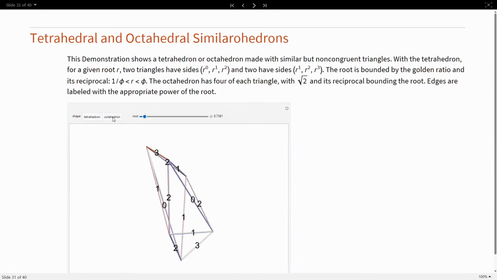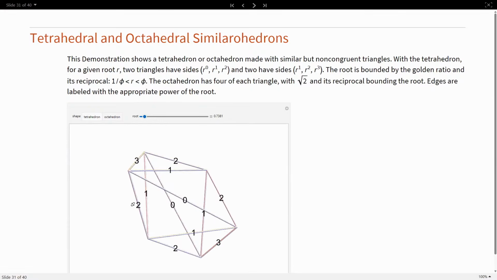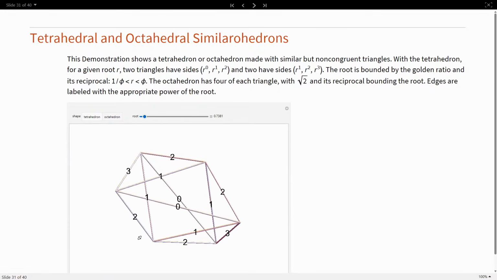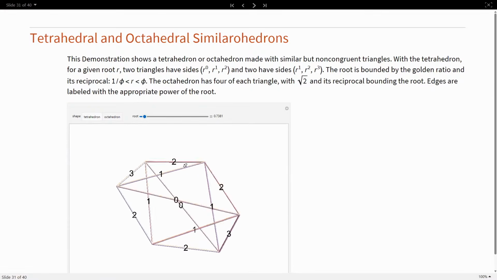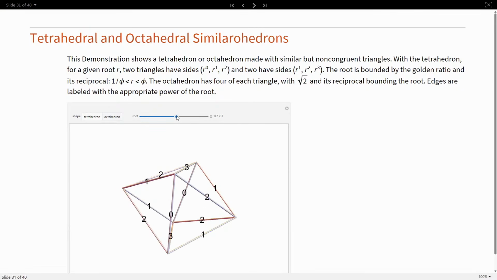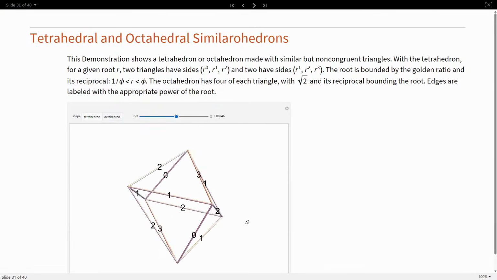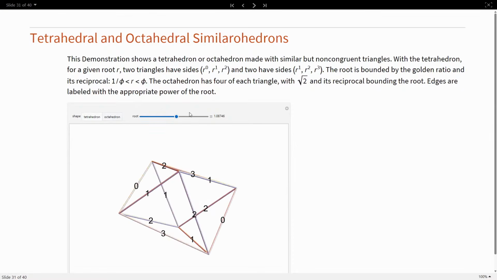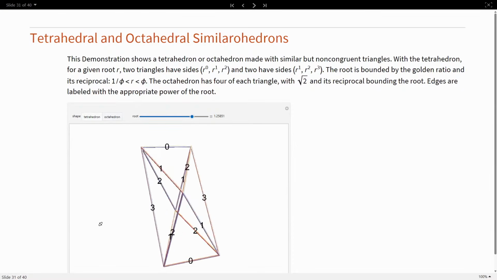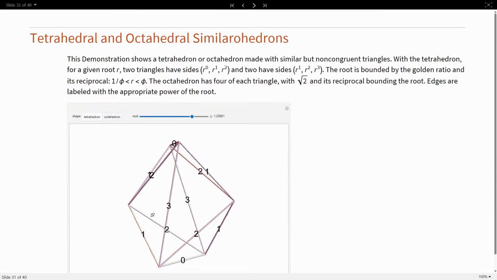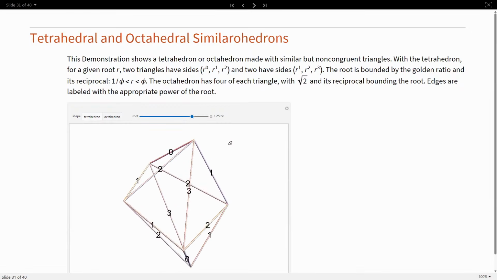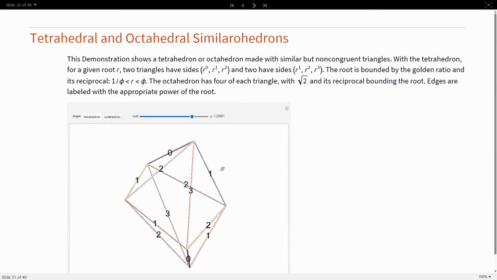We can also look at the octahedron. These are all based on similar triangles. And as we change the root, we get different shapes. So whether these will fit in nicely for a tiling system depends on the angle that's generated by these.